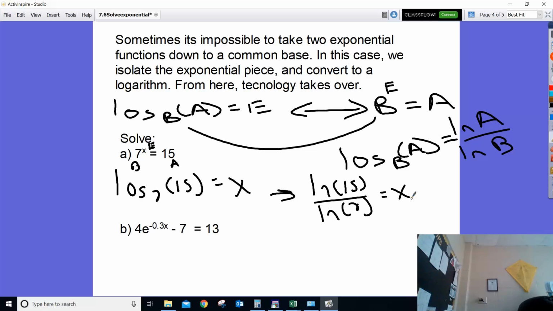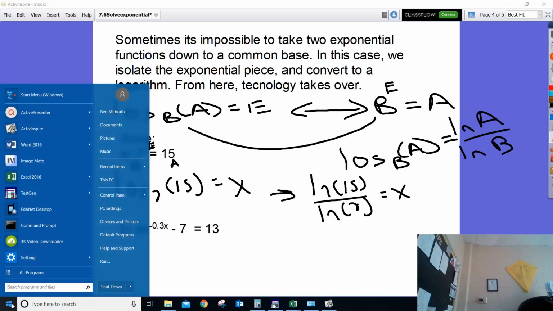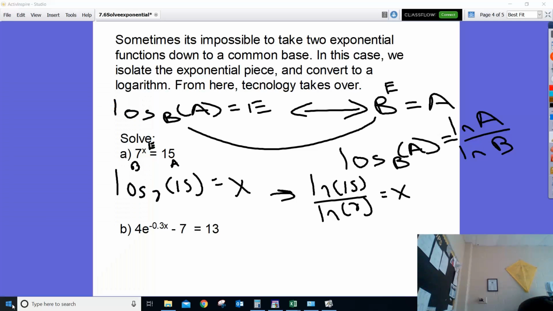Is that something you can punch buttons on and calculate? Yeah, let's get to that. Let's see, I don't have that on a shortcut, do I? Put a shortcut over there.